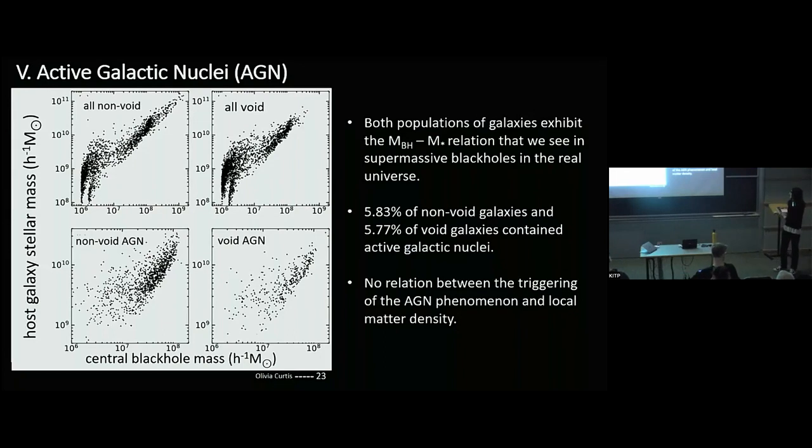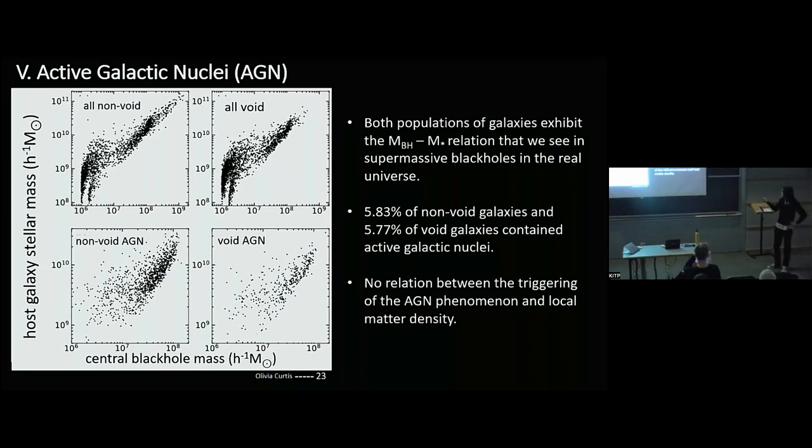I then looked at just the fraction of active galaxies, or active supermassive black holes, so the supermassive black holes in their active or quasar state, and find similar AGN fractions between my non-void galaxy populations and my void galaxy populations, again suggesting that no relation exists between the triggering of the AGN phenomenon and the local matter density of that galaxy.